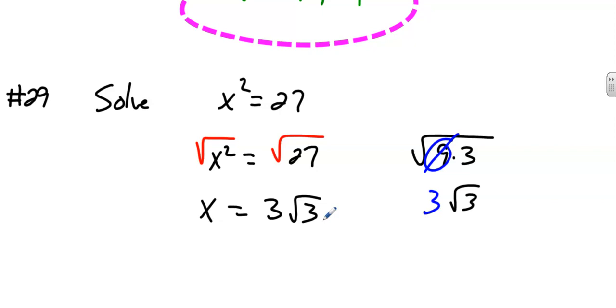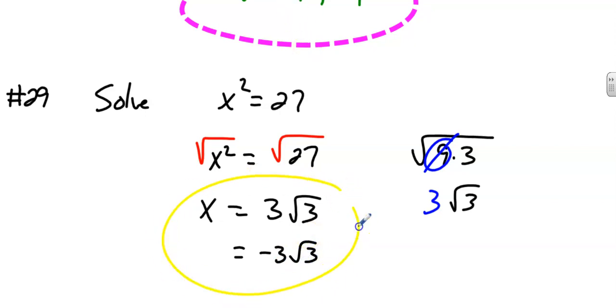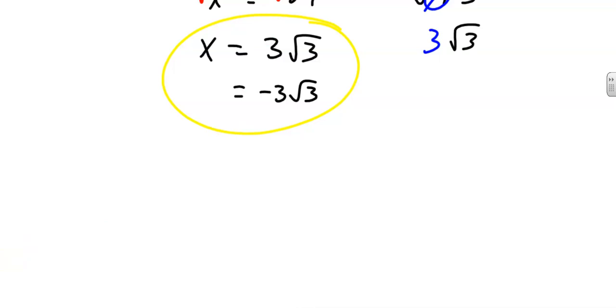Okay, and again, because it started off x squared, you've got to have 2 answers. So one answer is positive square root of 3. The other answer is going to be negative square root of 3. Okay, so again, exact same setup. It's just one you need a positive answer and one you need a negative answer. Okay, 30.